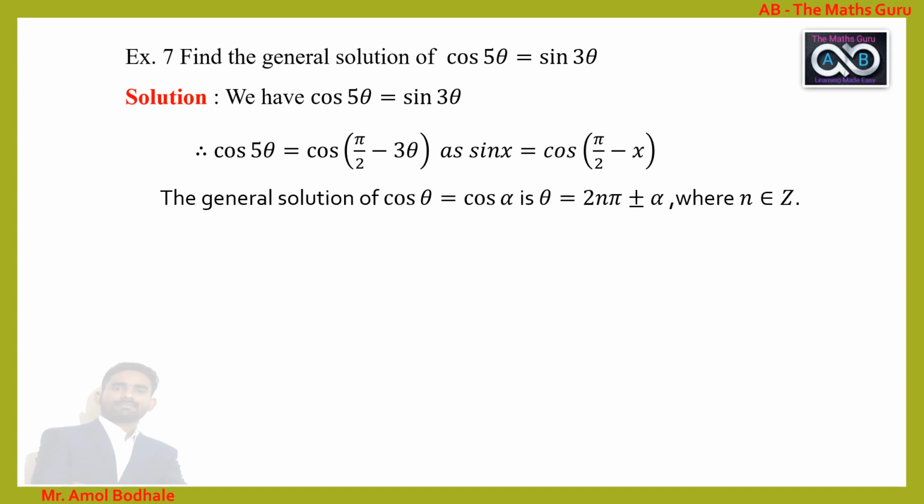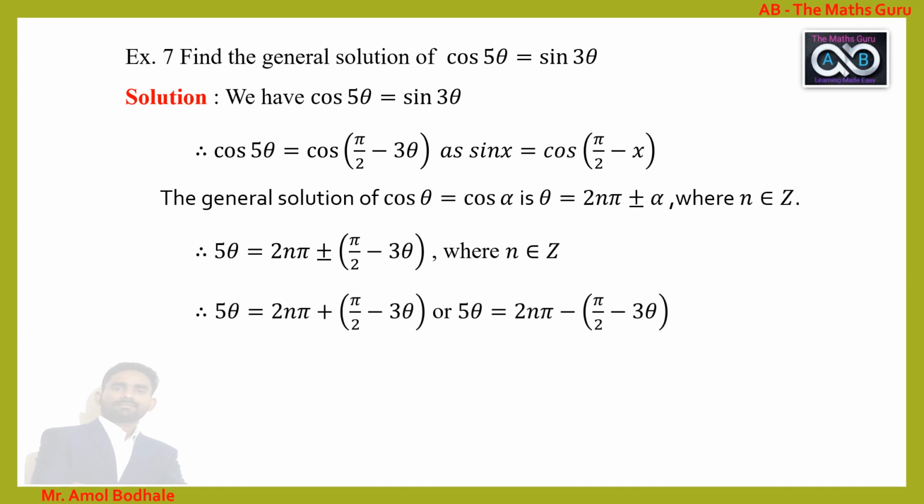this is in the standard form, that is cos theta equal to cos alpha. The general solution for cos theta equal to cos alpha is theta equal to 2 n pi plus or minus alpha, where theta is here 5 theta and alpha is pi by 2 minus 3 theta. So let's replace these values. Instead of theta we will write 5 theta, and instead of alpha we will write pi by 2 minus 3 theta. If we take plus here, we will get 2 n pi plus pi by 2 minus 3 theta, and if we take minus here, we will get 2 n pi minus pi by 2 minus 3 theta.